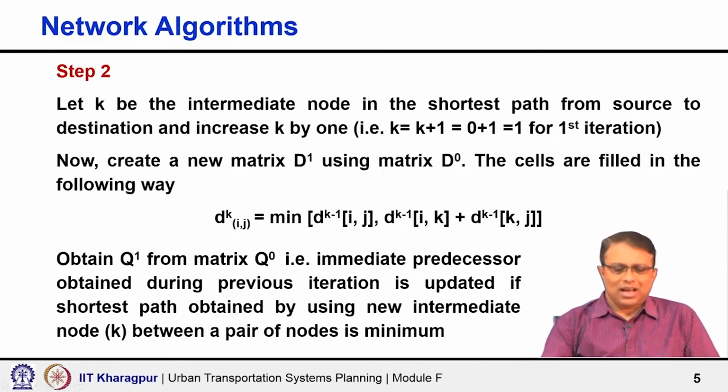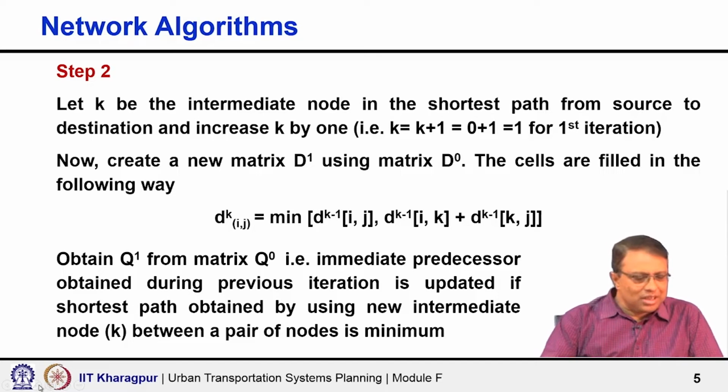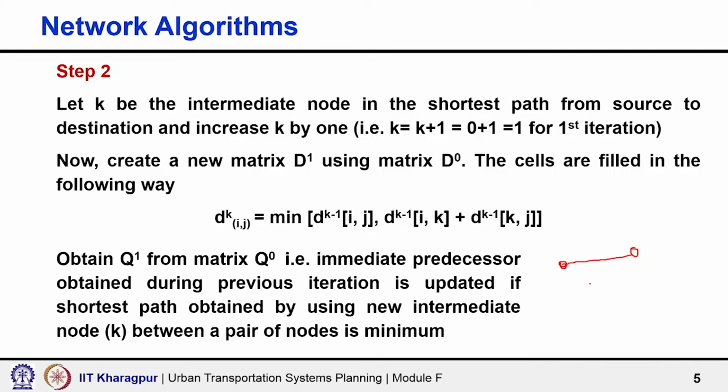That means, to explain further, say I have i here and j here. I said what is my best i j till now from the last iteration, and then I am bringing in one more node k, and I am checking whether d i k plus d k j is smaller. This k is basically the intermediate node that I am currently considering. This is i and this is j.